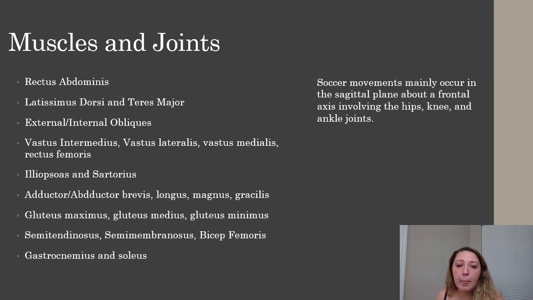So therefore, we have muscles such as the rectus abdominis, the lats, the teres major, external and internal obliques, the quadriceps, the iliopsoas and sartorius muscles. We have the adductors, abductors, glute max, medius and minimus, hamstrings, and the gastrocnemius and soleus. So calves are very important in soccer as well. We just have to make sure everything stays balanced.